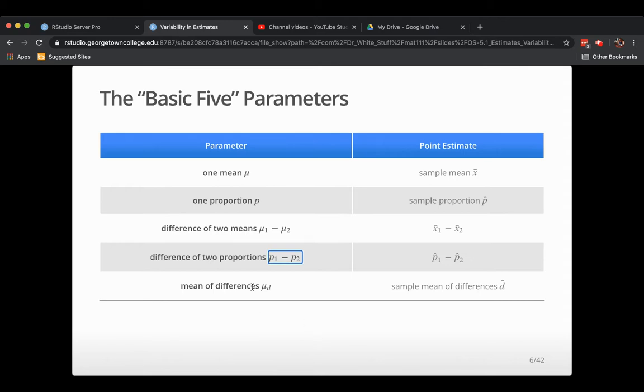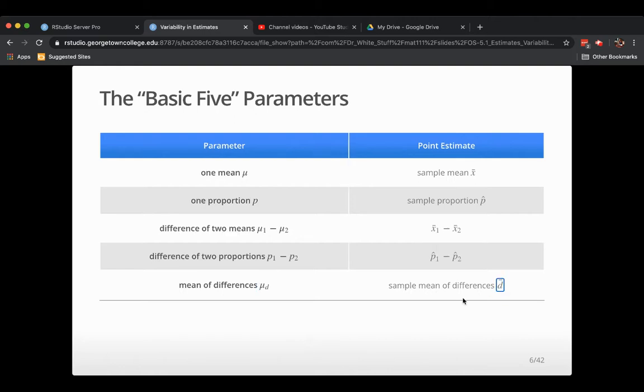There's another parameter, the mean of differences, that can be estimated by a sample mean of differences. Why don't we just hold off a discussion of that until we meet that situation in a later chapter?